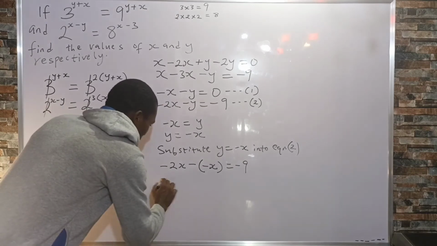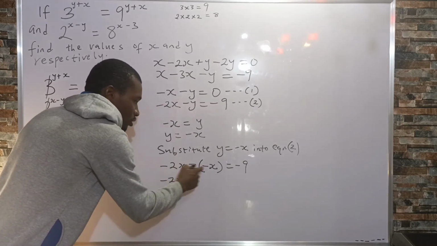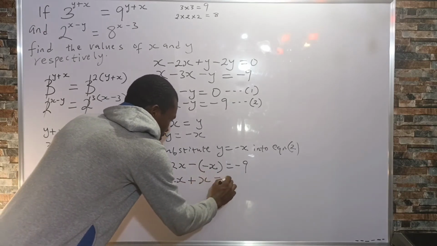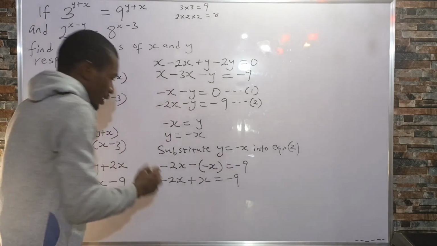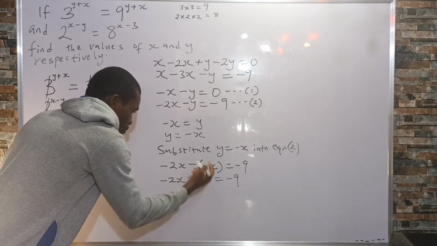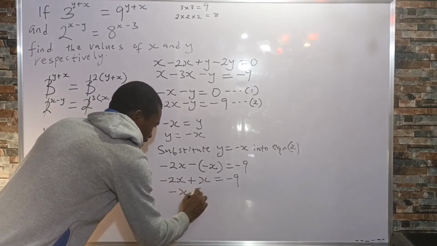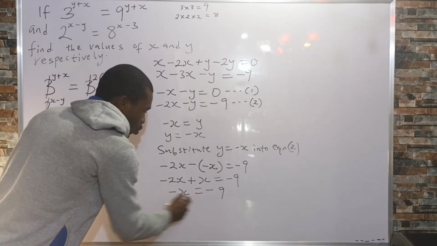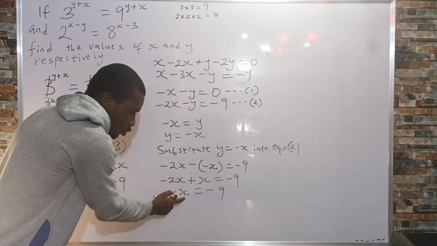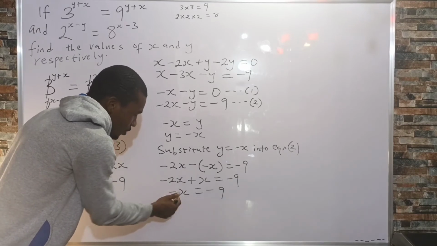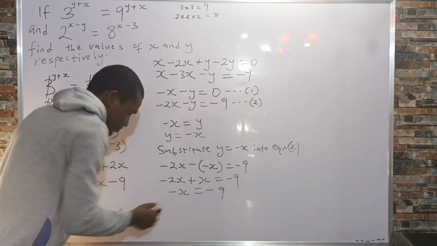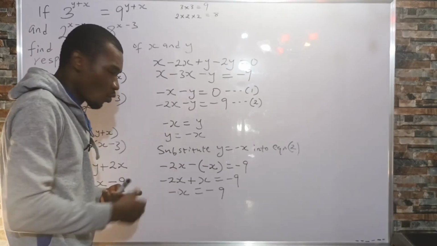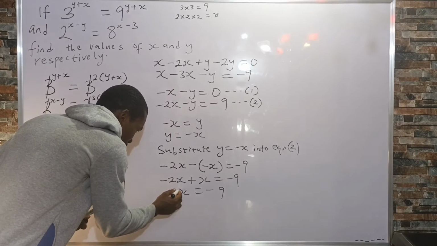Then solving further, I have negative 2x, minus multiplied by minus will give us plus. Then I have x, and that is equal to negative 9. Then negative 2x plus x will give us negative x, and that is equal to negative 9. Then dividing both sides of the equation by the coefficient of x. Remember, the coefficient of x is negative 1 because there is an invisible one here. Every variable has an invisible one attached to it. So there is an invisible one here.